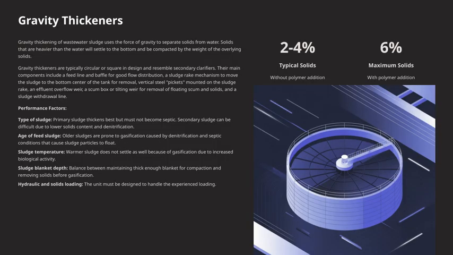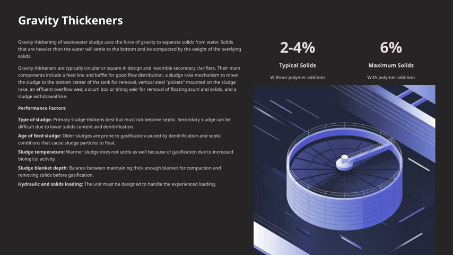Gravity thickeners use the force of gravity to help separate solids from water in wastewater sludge. The key idea here is that heavier solids will settle to the bottom under their own weight, leading to compaction. This process relies on gravity, so the design of these thickeners is usually circular or square, and they look quite similar to secondary clarifiers.